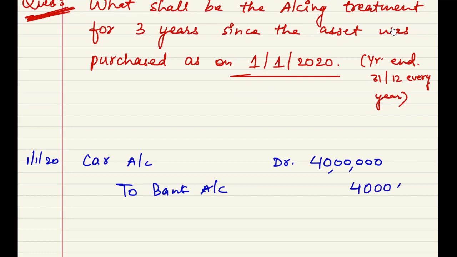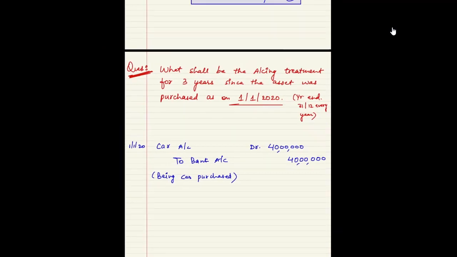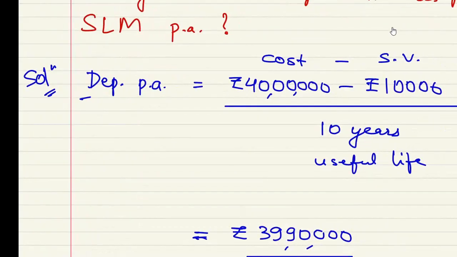So it would be 3 lakh. Being car purchased. Now, every year, this car will be used by me. And for using this car, there would be what? Depreciation which will be charged. Why depreciation will be charged? Because there would be normal wear and tear.